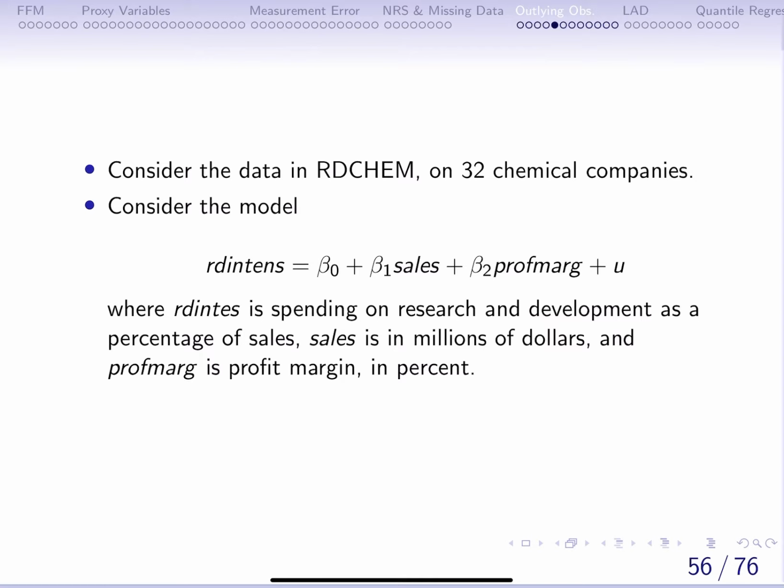So in this example, we're going to take this data set from the Wooldridge package, RDChem, which is basically on research and development expenditures. It gives you sales and profit margins of 32 chemical companies. And so here's a regression. Let's say we wanted to explain the expenditure on research and development as a percentage of sales. So we're calling this RD in tens.